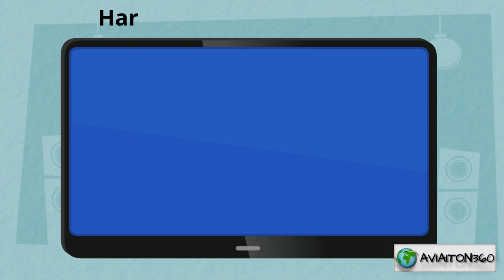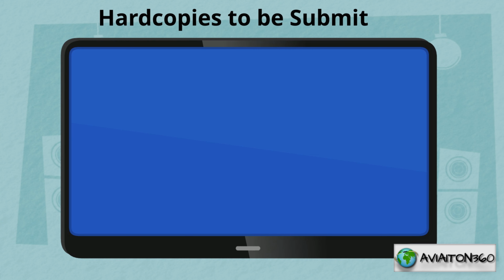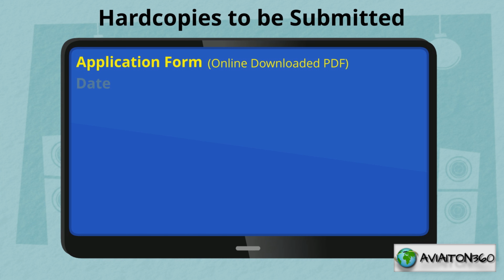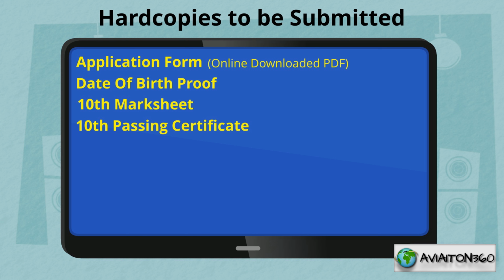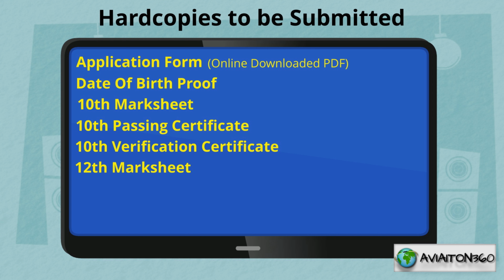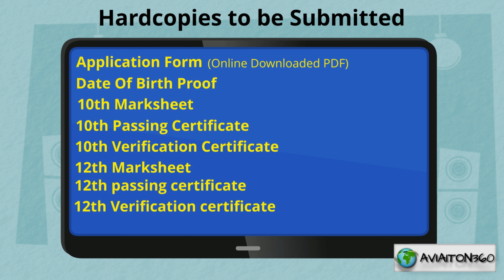For your ease, here is a final checklist of all the documents you need to submit to DGCA. Application form. Copy of date of birth proof. Copy of 10th mark sheet. Copy of 10th passing certificate. 10th verification certificate. Copy of 12th mark sheet. 12th passing certificate. Copy of 12th verification certificate. Copy of permanent address proof.